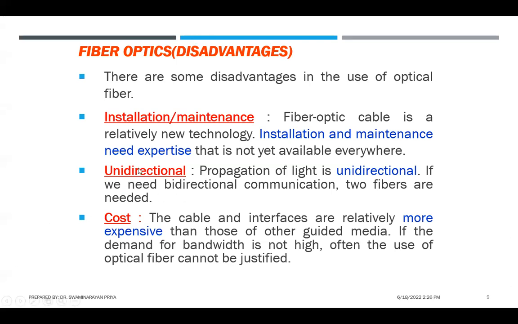The second disadvantage is that it is unidirectional. Unidirectional means fiber optics cable transfers data only in a single direction. So if we want to perform bidirectional or two-way communication, we have to use a total of 2 fiber optics cables. So this is the second disadvantage. And the third disadvantage is cost. Fiber optics cable is expensive compared to twisted pair and coaxial cable.